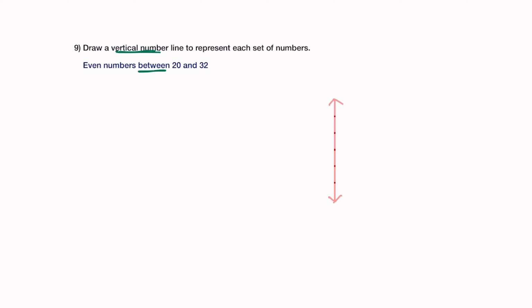So we start our numbers from 22, right? What's the next one? Even numbers, 24, 26, 28, and 30. And now we plot them. For the vertical line, we start from the bottom, right? So that's 22, then that's 24, 26, 28, and 30. So that's how you plot numbers on the vertical line.